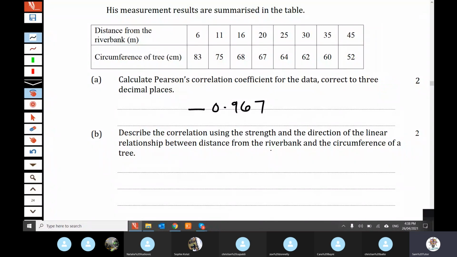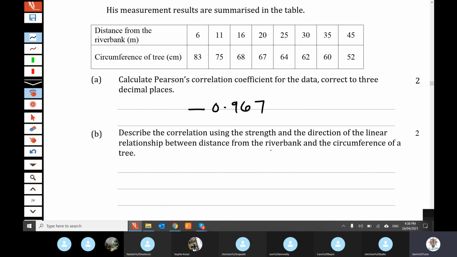So strength means obviously the number. The stronger it is, the closer it is to 1. The weaker it is, the closer it is to 0. The direction is talking about if it's positive or negative. So give me some words. Strong negative, you get, right, just using those words, that's it.